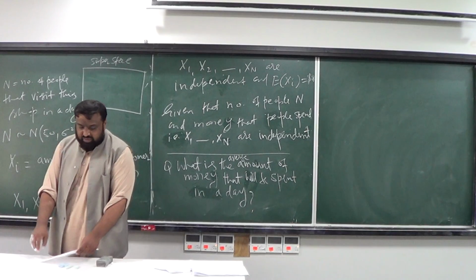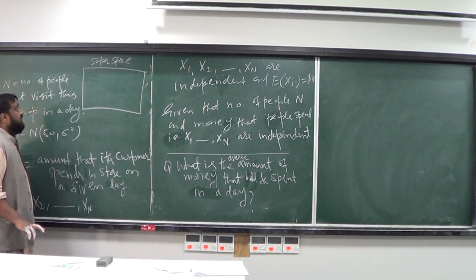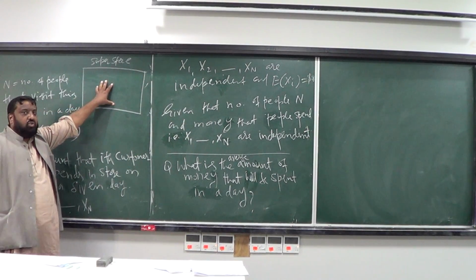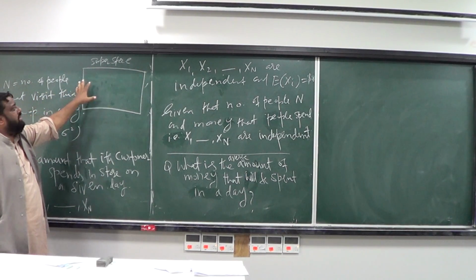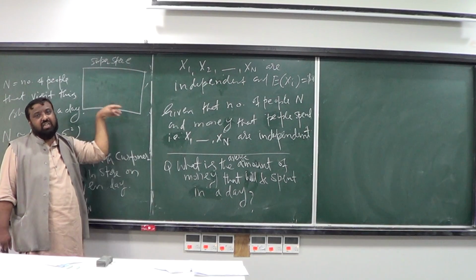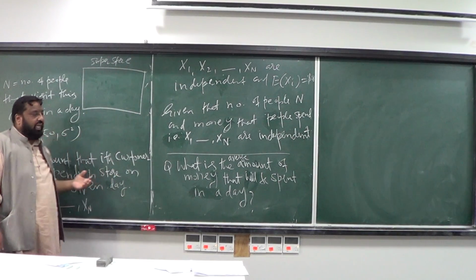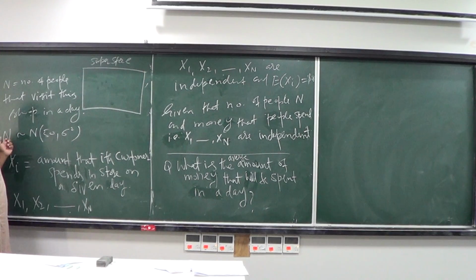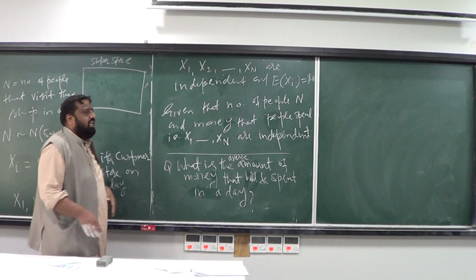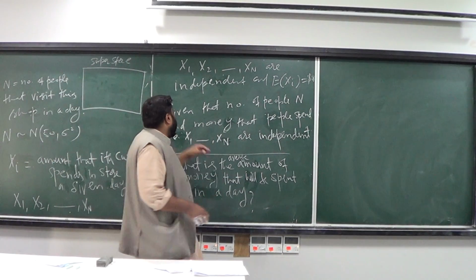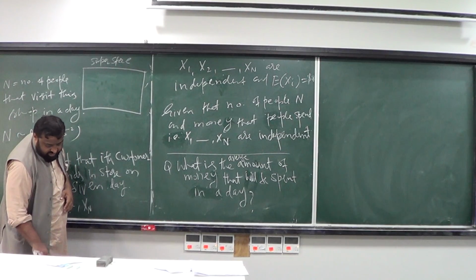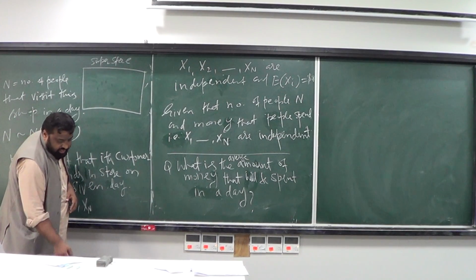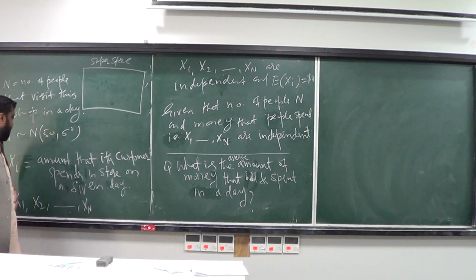So let me give you a bit of details again. Imagine you have some superstore, and n represents the number of people that visit or enter that superstore on a given day. It is known that this n is normally distributed with average 50. So in other words, on average there are 50 people in a given day that visit the superstore.